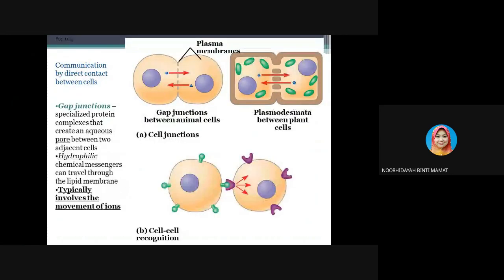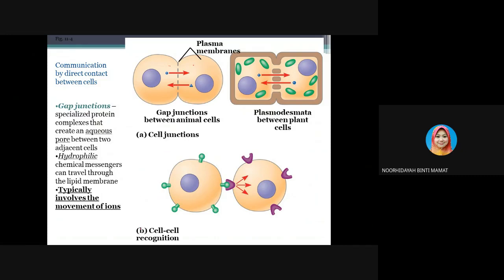So this is communication by direct contact between the cells. As you can see from here, this is the gap junction, and this is the plasma membrane. The plasma membranes of adjacent cells are connected through the gap junctions. This is the plasmodesmata between plant cells, and this is between animal cells. So this is direct contact between cells via the cell junction.